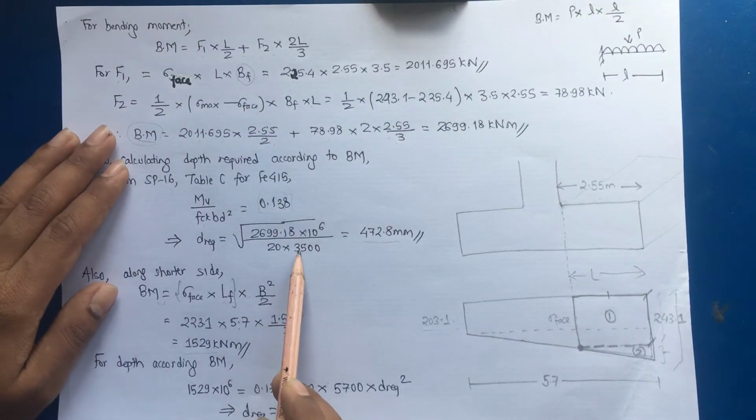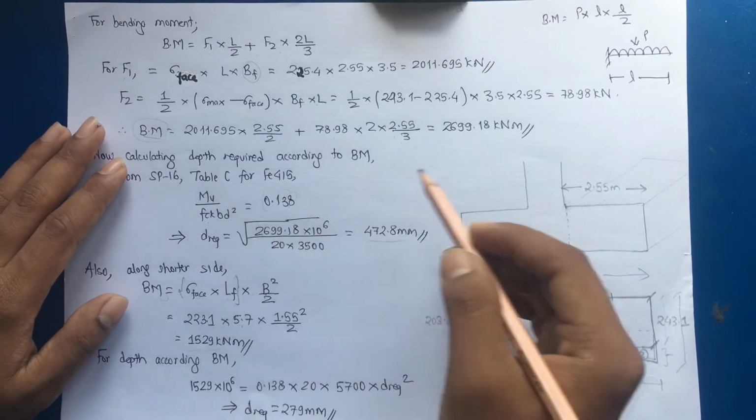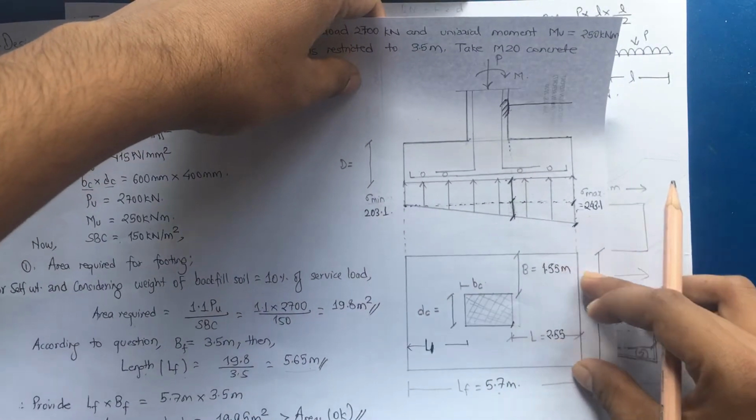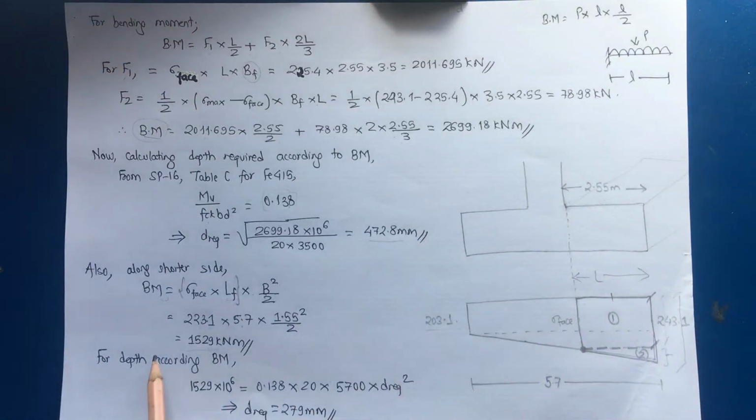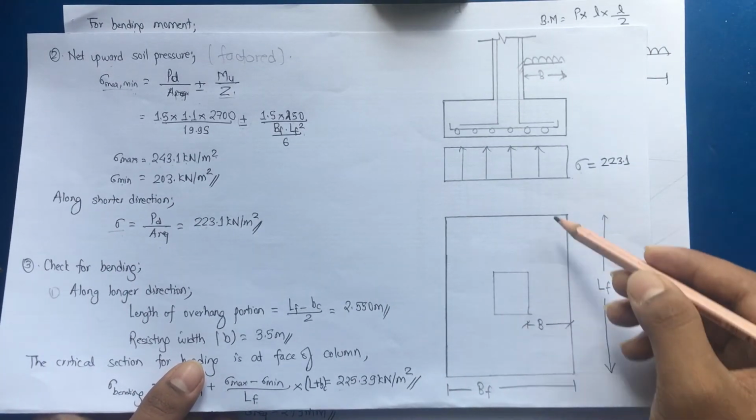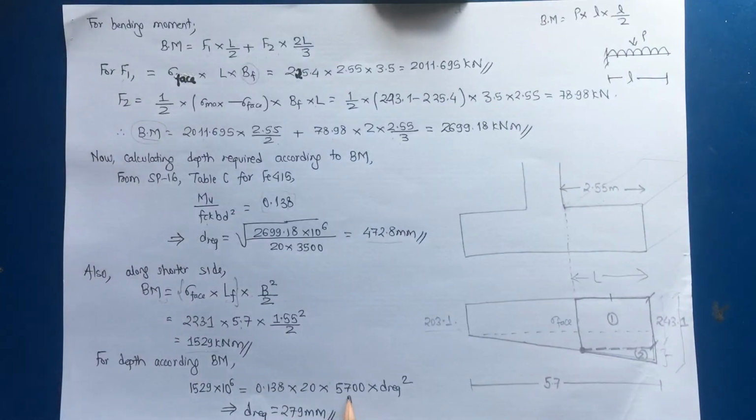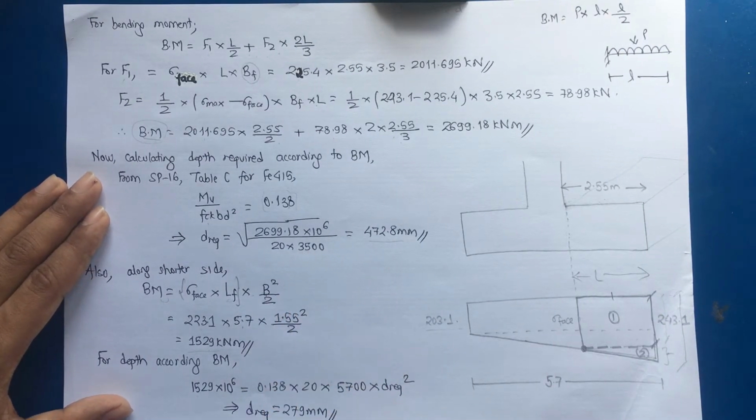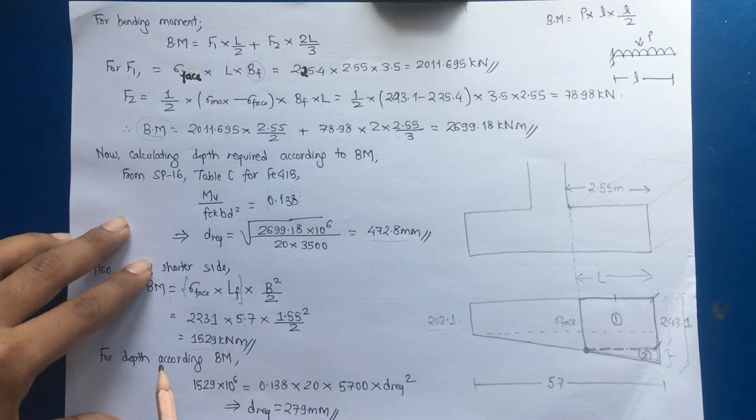For the longer side it was 3500, because for the longer side the resisting width will be the width of the footing, but along the shorter side the resisting width will be LF. So that's why 5700, and in this case 3500. So D required is square, so we get the depth as 279 mm considering the moment along the shorter side.